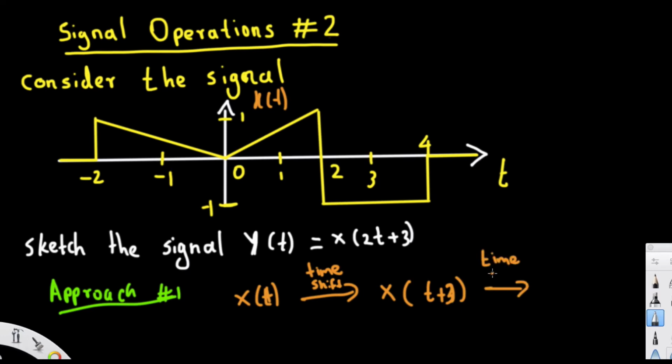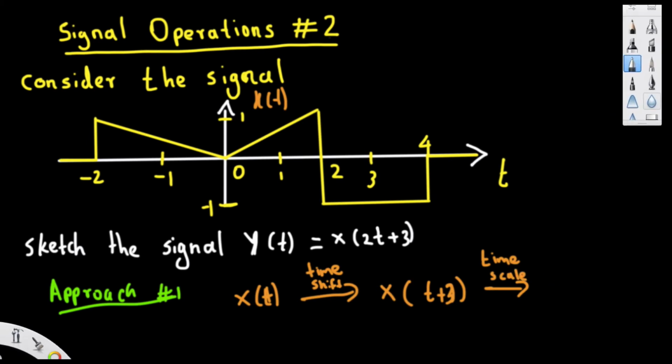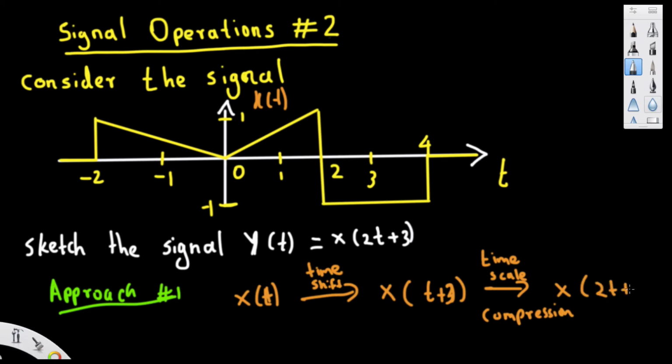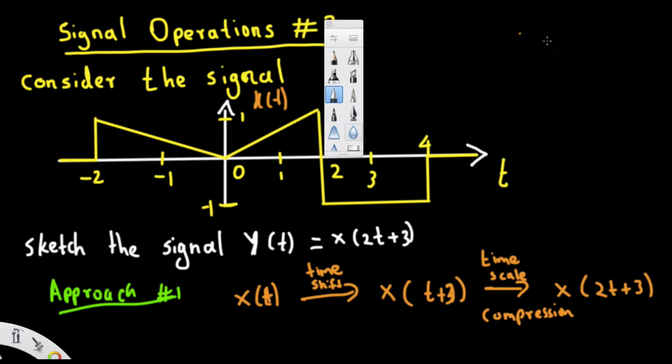Time scale for this one, what we do is we just multiply the 2 by t. It means we are doing the compression. Okay, x of 2t plus 3. Now let's go ahead and see how to draw the graph. I draw that one right here.